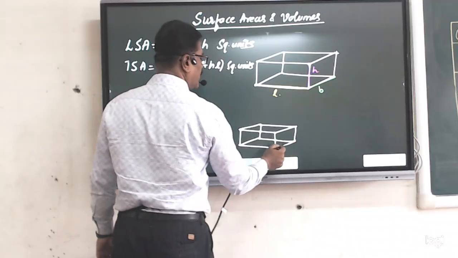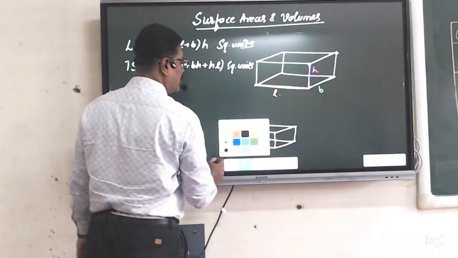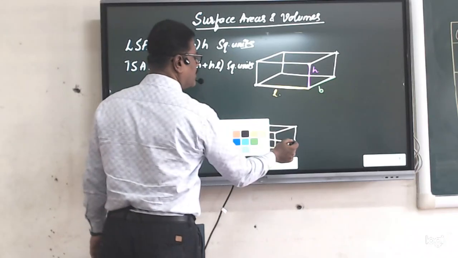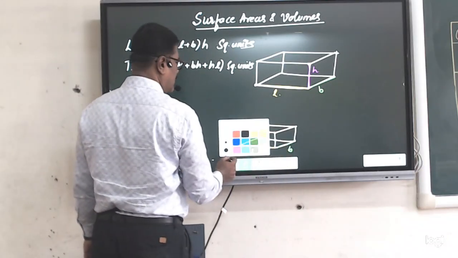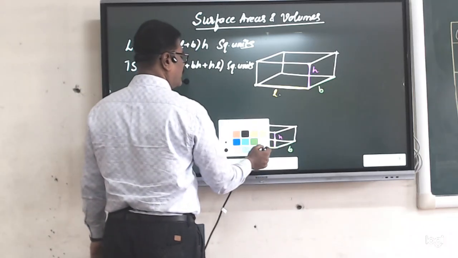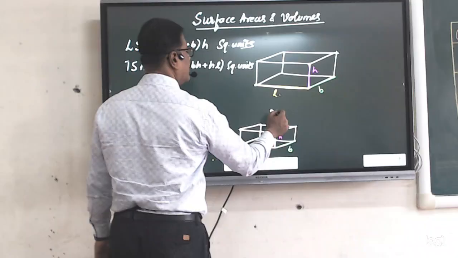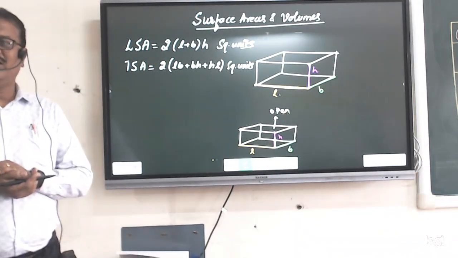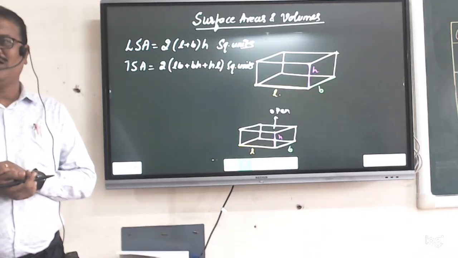This is a cuboid. As usual, this is the length, this is the length, this is called the breadth, and this is the height. Now, suppose if this side is kept open, how to find the total surface area of this solid?